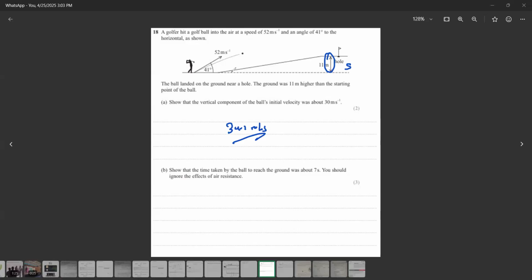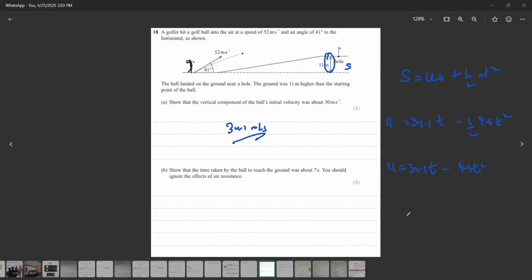So we'll use the equation of motion. S is equal to ut plus half at square. The vertical displacement is 11. Initial velocity is 34.1. Time is t, plus half acceleration, due to gravity 9.8, t square. So this gives 11 is equal to 34.1 t plus 4.9 t square. But when you take the value for acceleration, it will be negative as it will decelerate. So this sign will change. Instead of positive, it will be negative, minus 4.9.